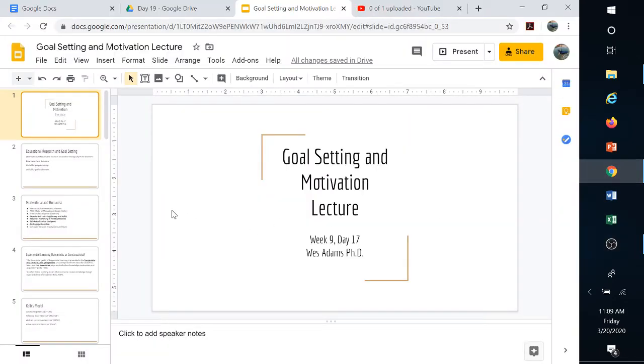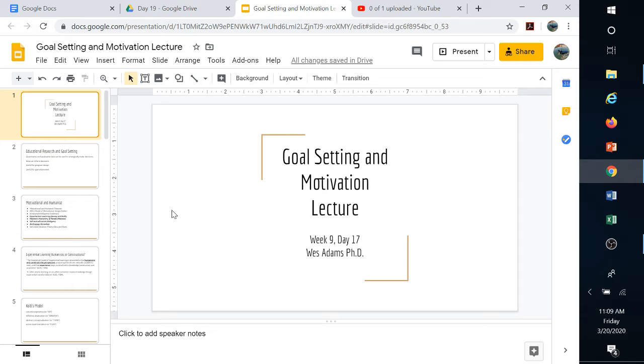Okay, let's talk about goal setting and motivation. So I want you to keep those two in mind as we go through, because we're going to talk about some theories we've already talked about, but I want you to try to think of how they're connected to those two terms right there, goal setting and motivation.